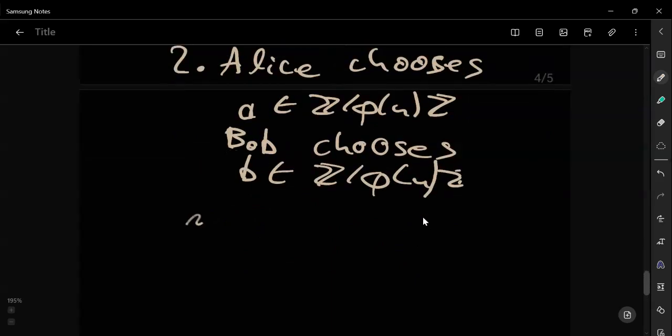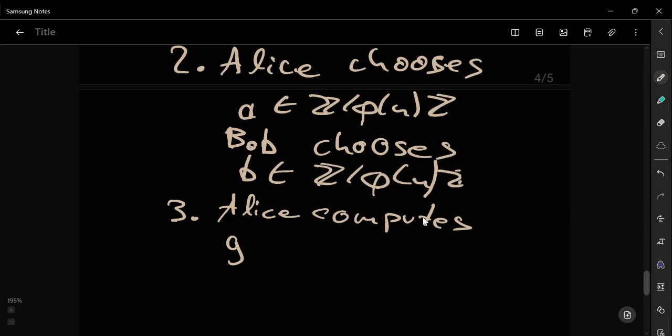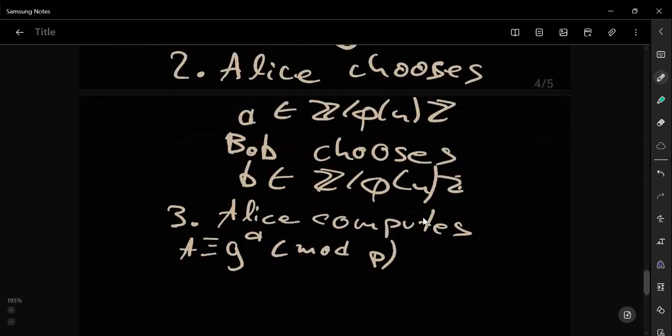Afterwards, Alice computes g to the power of a, and let's call this A, modulo P. Oh, I think this should be P actually. Notice that this is just Z modulo P minus 1, so actually this is just Z P minus 1.